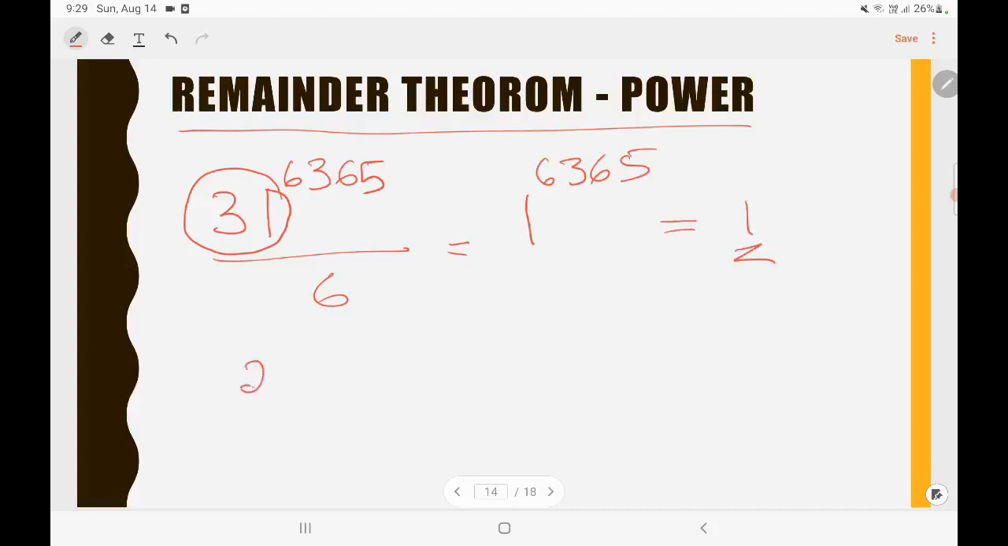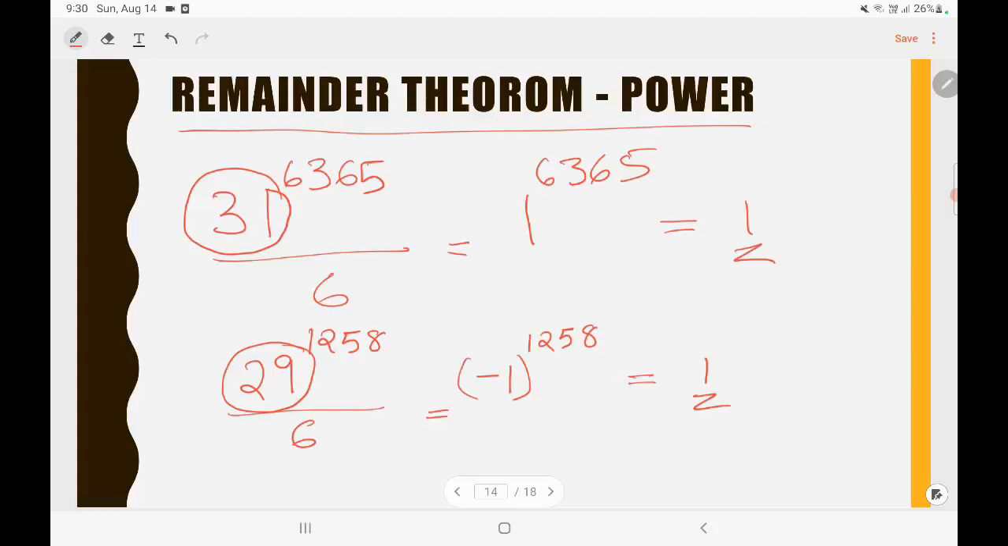Okay, so 1 raised to 6365, the remainder will be 1. Another thing, if you got a number like 29 raised to 1258 divided by 6, here 29 when divided by 6, you will get a remainder 5, or you can also write it as negative remainder, that is minus 1, right? So minus 1 raised to 1258 is equal to 1. So here also the remainder is 1.